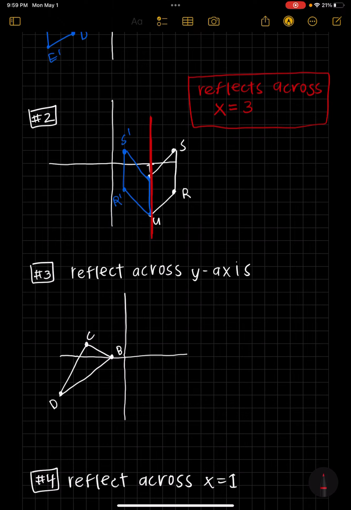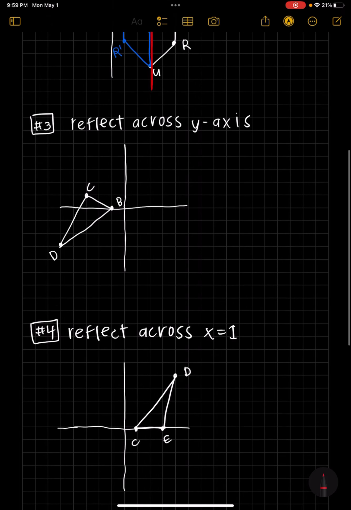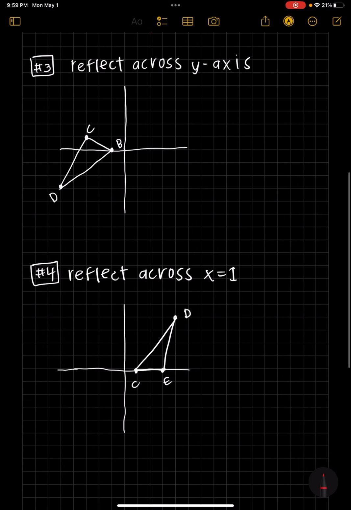All right, so now let's get to the second portion of these examples where instead of deciding where it reflects over, now we're going to actually draw the shape. For number 3, it's asking us to reflect across the y-axis. What I do in these cases is draw the line first so I can see what's happening, and then I can draw the shape. So the y-axis is right here, and I want to reflect the shape across this red line.